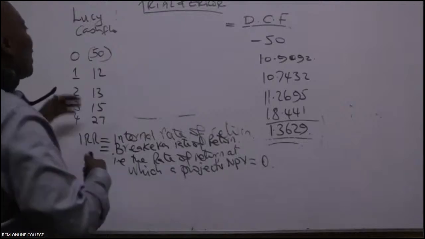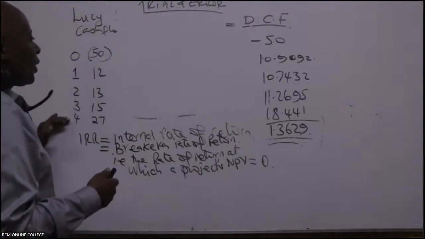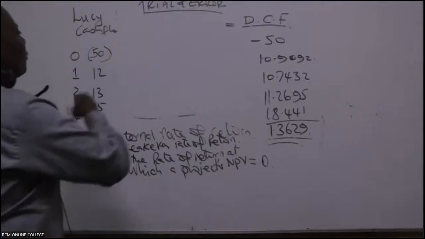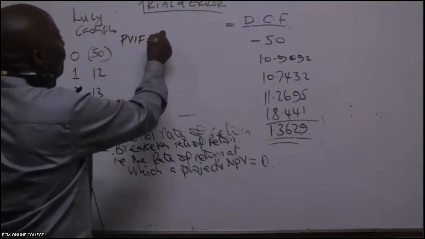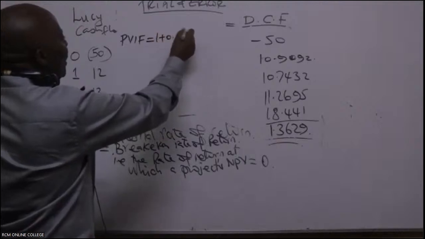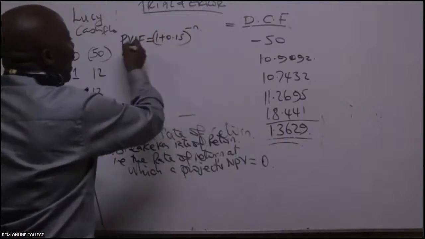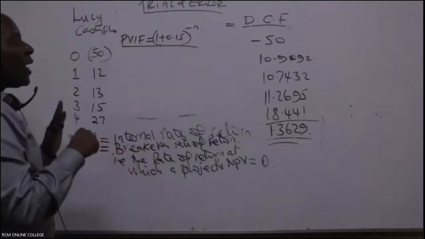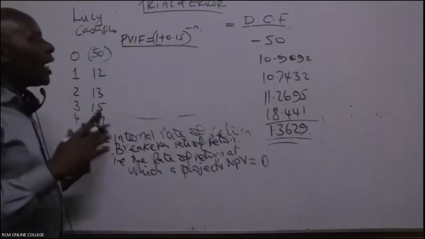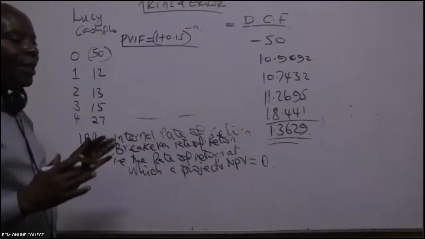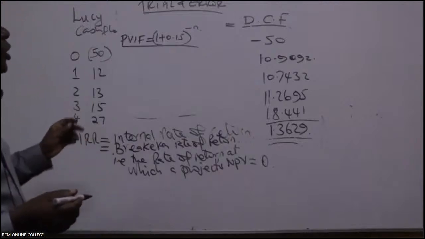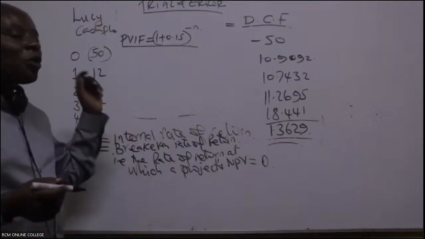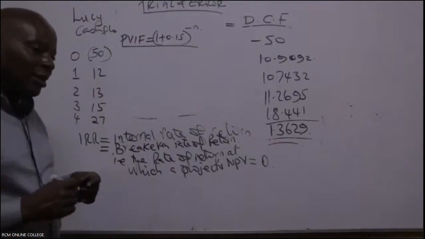So what I would want you guys to do is to copy these cash flows afresh, and then you write there PV, 1 plus 15% raised to negative n. Now we are trying a different arithmetic. This time around, ladies and gentlemen, using 15% as the cost of capital is trial and error.